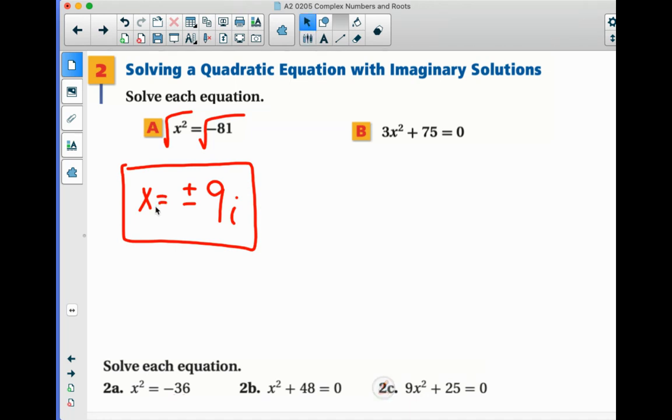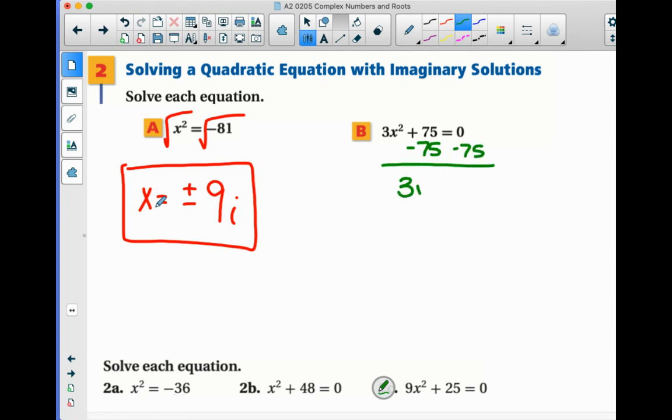They could get a little more complicated, like B. We would have to subtract the 75 first. And we'd have 3x squared equals negative 75. We've got to get rid of that 3, so we divide by 3 on both sides. X squared equals negative 25.